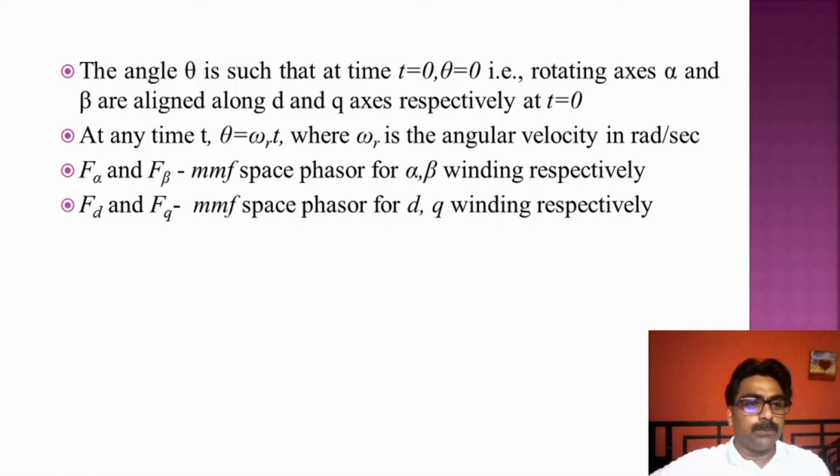Now look at the third point: F alpha and F beta are the MMF space vectors for the alpha and beta winding. Similarly, F D and F Q are the MMF for the DQ winding. So at any time T, theta is equal to omega r into T. Omega r is nothing but the angular velocity. So the displacement angle will vary with respect to time and the angular velocity.